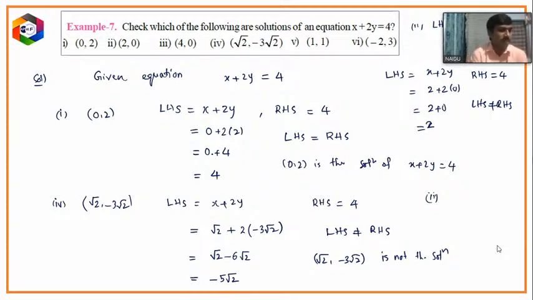And next, it is your turn, children. Again, fifth question, whether it will be the solution or not. Let us check it once. Now it is your turn. Fifth question.